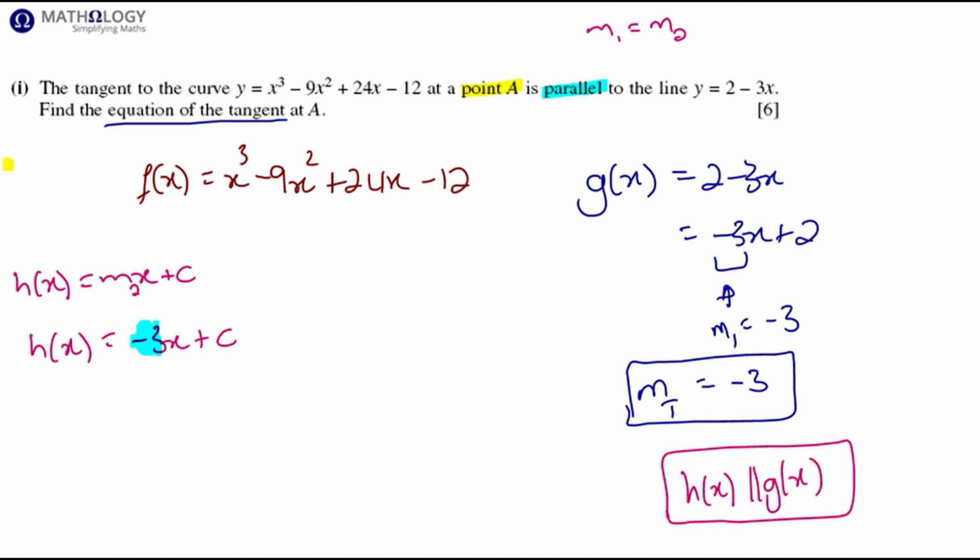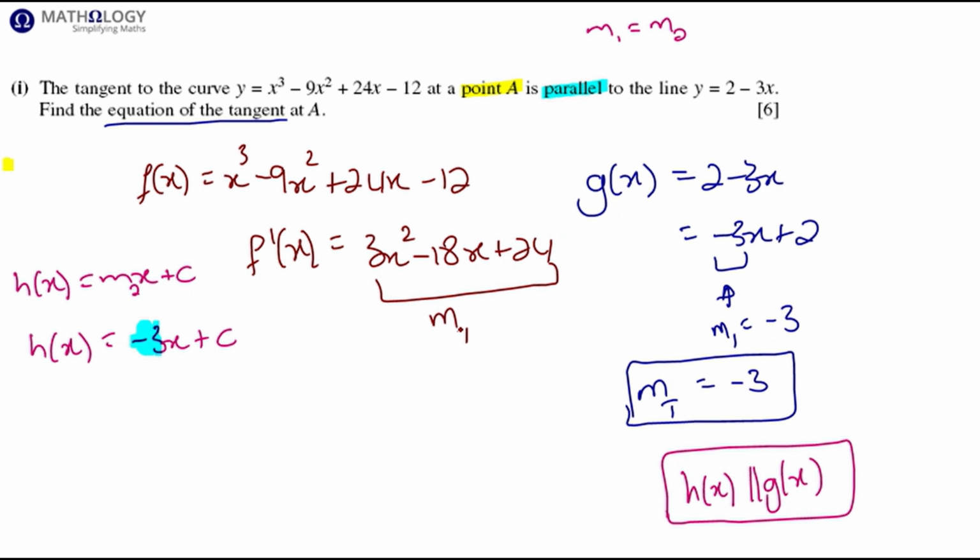Now, we know from f of x, if we differentiate f of x, the first derivative function, the gradient function, f prime x, gives us the gradient of the tangent to a curve. So differentiating f of x will give us 3x squared minus 18x plus 24. This expression, 3x squared minus 18x plus 24, represents the gradient of a tangent to f of x.